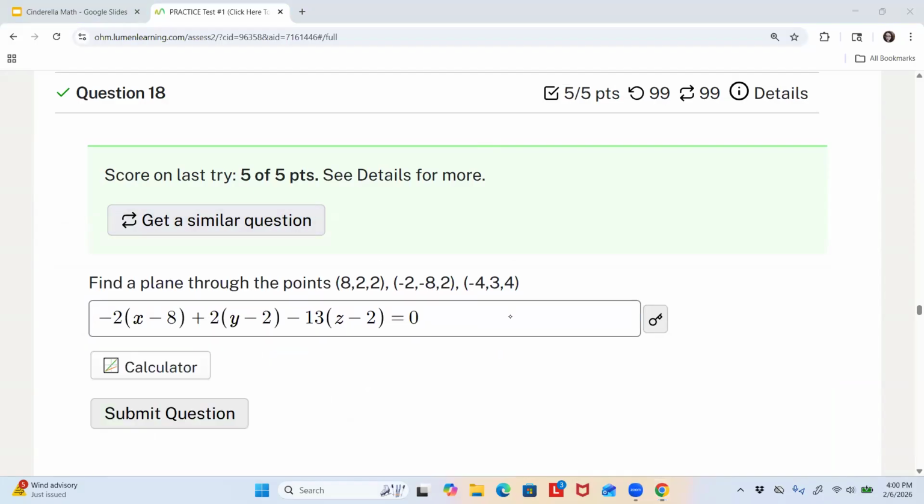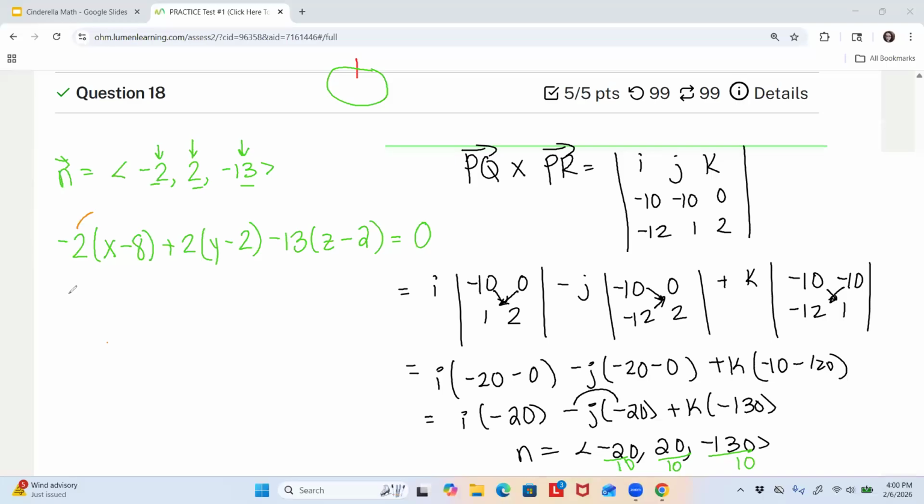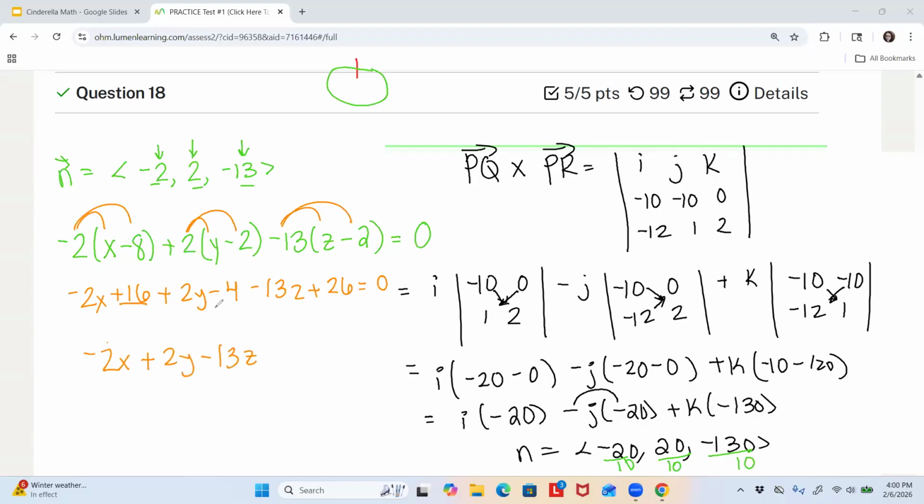So just for kicks and giggles, I'll do that. That would be negative 2x, oh, my pen's going again, plus 16 plus 2y minus 4 minus 13z plus 26 equals 0. So that's negative 2x plus 2y minus 13z, and then put the constants together. 16 minus 4, that's 12. 12 plus 26 is 38. That's what I put in the first time I did this, and it was correct.